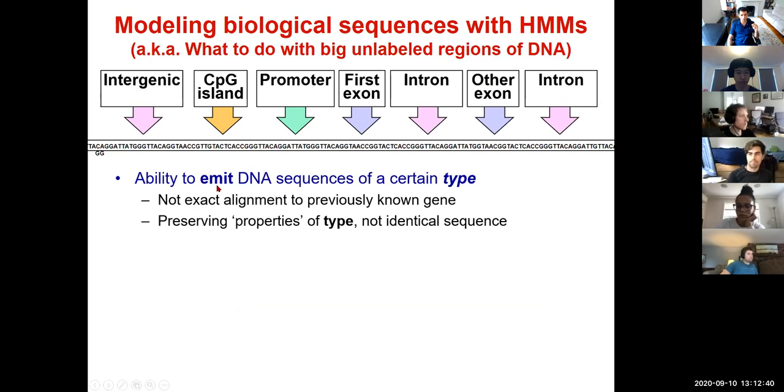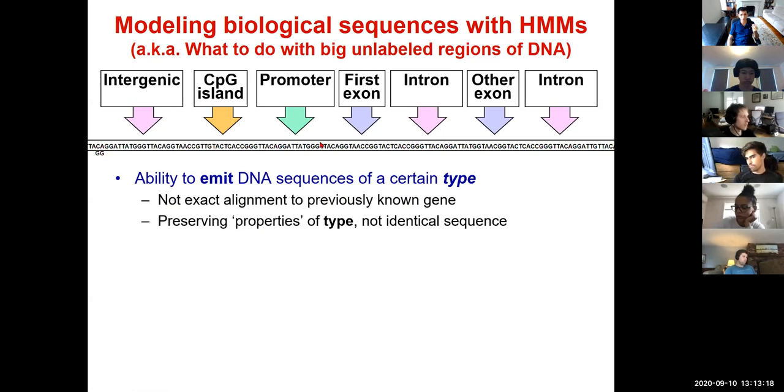What does emitting mean? Emitting DNA sequences of a certain type means that we're not looking for an exact alignment to a previous gene. Instead, we're looking to preserve the properties of the type, but not necessarily the identical sequence of the type. For example, the property could be that there's a lot of C's and G's. It's not an alignment. It's not like I'm going to put the C's and G's in the same place. It's that compositionally, there's just more C's and G's no matter where they're found.